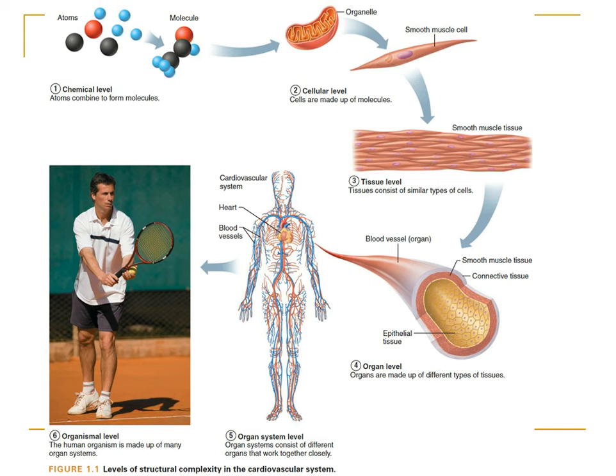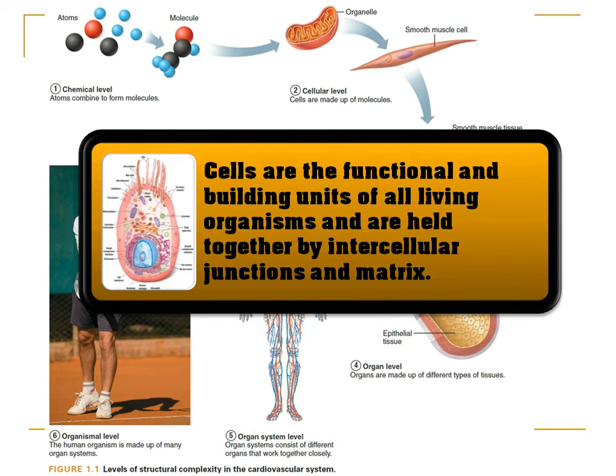And these molecules combine to form an organelle, for example a mitochondria. And the organelles combine to form a cell, like I have displayed the picture of a smooth muscle cell. And what is actually the cell then? The cells are the functional and building units of all living organisms, and they are held together by intercellular junctions and the matrix. So this is the cell, and over here I have displayed the picture of a smooth muscle cell.